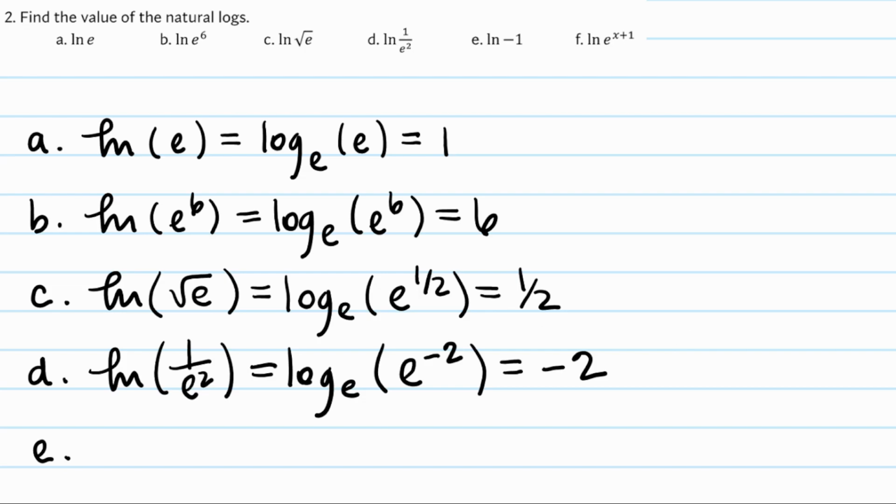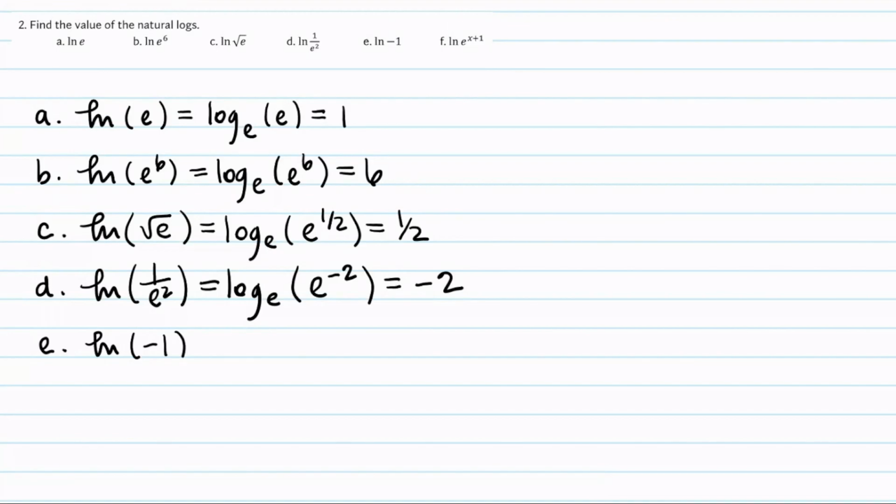Next is natural log of negative 1. This is going to be a lot like, I think we tried to take the common log of negative 1 earlier, right? No, we took the common log of 0 and found that didn't exist. All right, so we're thinking, e to what power equals negative 1? Okay, let you think about that.